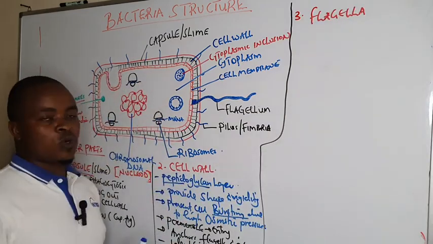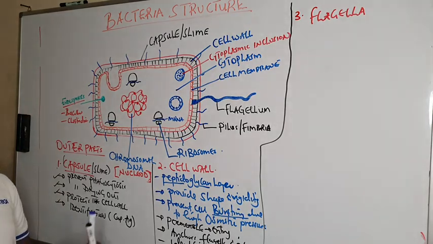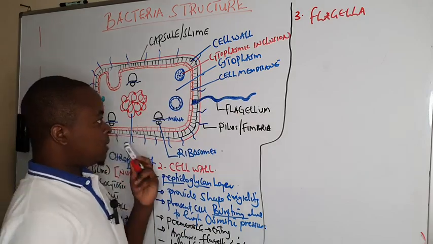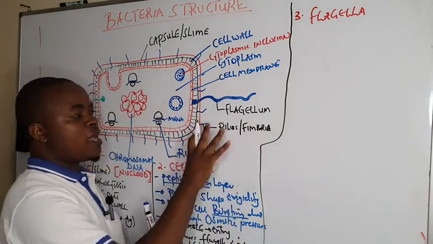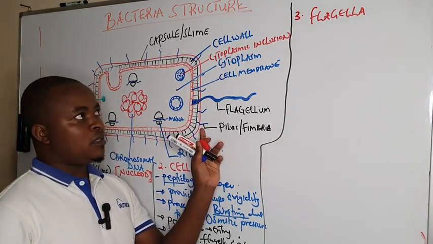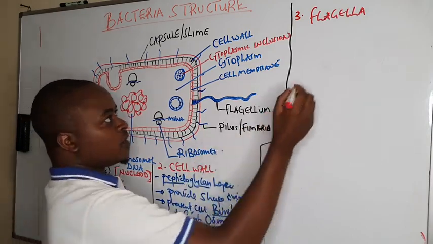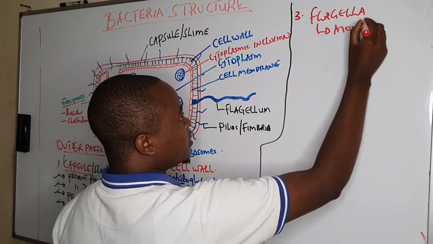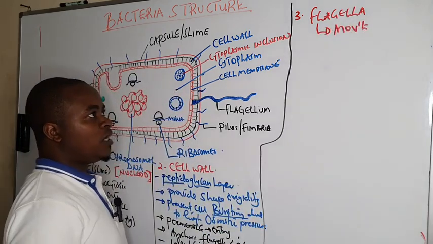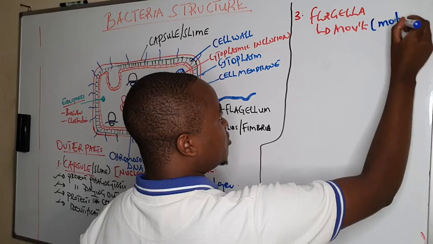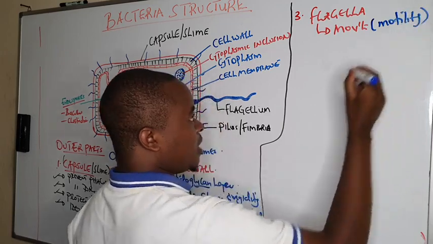And we said if it is one, we call it flagellum. And in some bacteria, we see the flagella being a hair-like structure, but longer than the pili. And these flagella, their function is to enable movement. They enable movement, or what we call motility. They enable bacteria to move from one place to another.